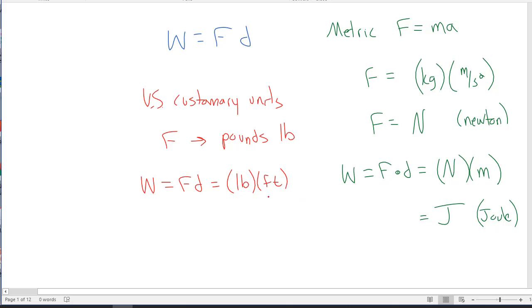Now again, the reason we're using feet is because 9.8 meters per second squared is the acceleration of gravity in metric units, and so feet per second squared is our measurement of the acceleration of gravity in U.S. customary units. So we're using feet as our distance measurement here, and we typically denote this as foot-pounds for work or energy. We're going to call it work in this section.